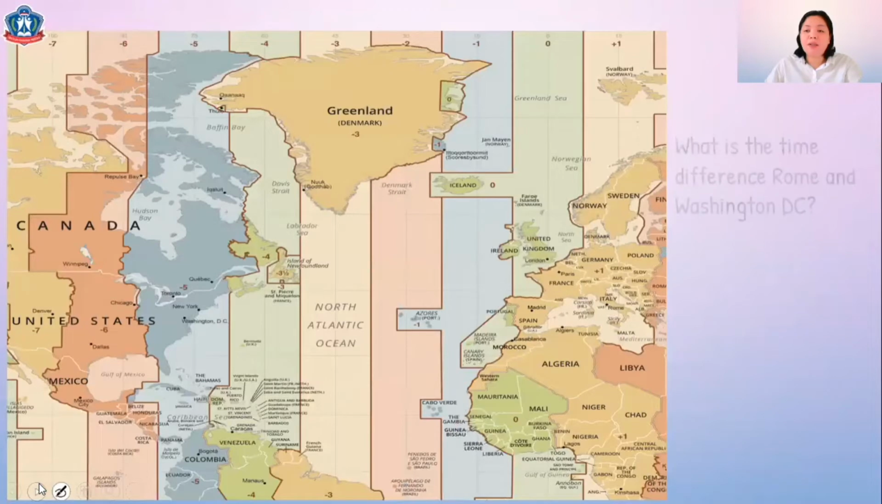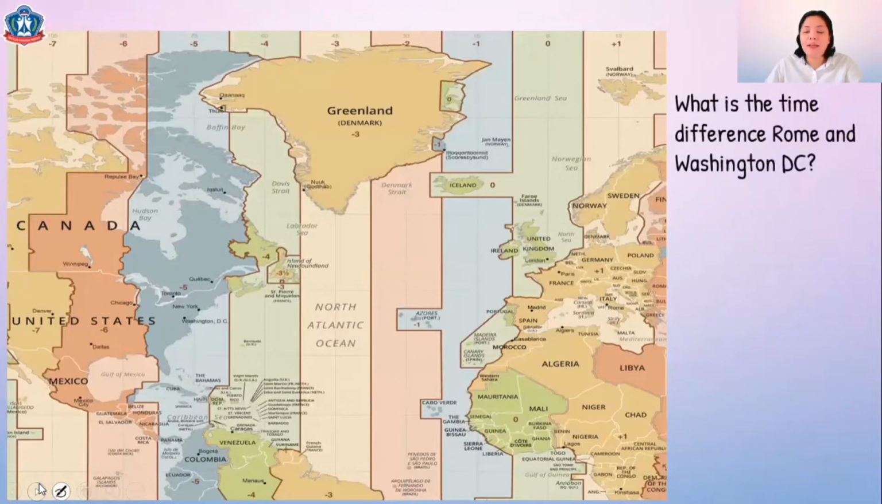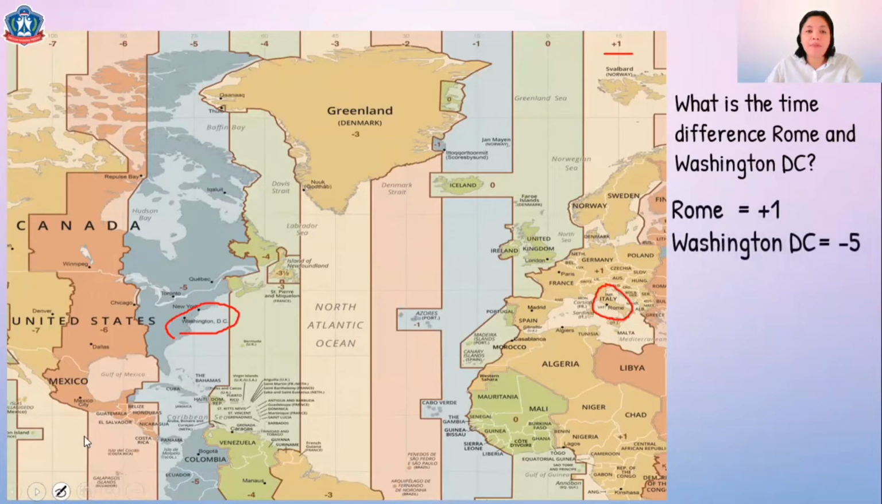Another example, let's try to find the time difference between Rome and Washington, D.C. Rome is in Italy. It's around here. The time zone of Rome is labeled as +1. Washington, D.C. is in the United States of America, and it's labeled -5. So let's try to find what their time difference is.